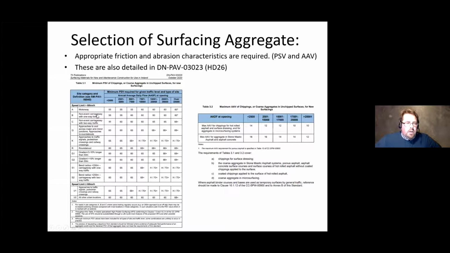And then look at your event: are you on a motorway, non-event, approaching a roundabout? This will tell you what your PSV needs to be. The PSV is the polished stone value. Again, you must be familiar with it, but it's how long it takes the stone to polish up under certain conditions in a lab. Then the aggregate abrasion value is effectively how long it will take the stone to break down under loading, and these are the minimum requirements for those same conditions. Again, these are both laid out very clearly in HD 26.